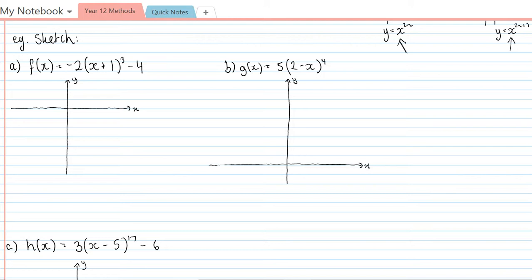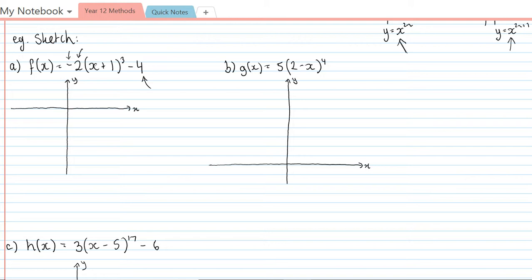The x plus 1 in the brackets there moves the graph 1 unit to the left, or as we say, 1 unit in the negative direction of the x-axis. The minus 4 on the end of the equation moves the graph down 4 units, or again 4 units in the negative direction of the y-axis. The 2 at the front is a dilation by a factor of 2 from the x-axis, and the negative right there is a reflection in the x-axis, so that just flips the graph upside down.